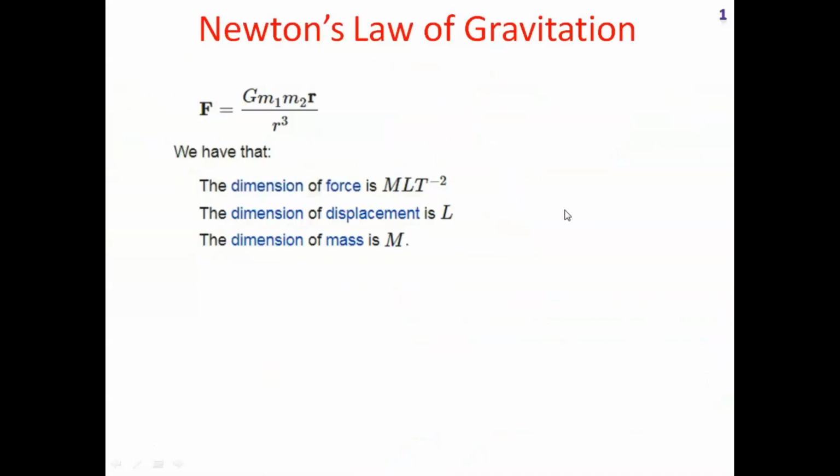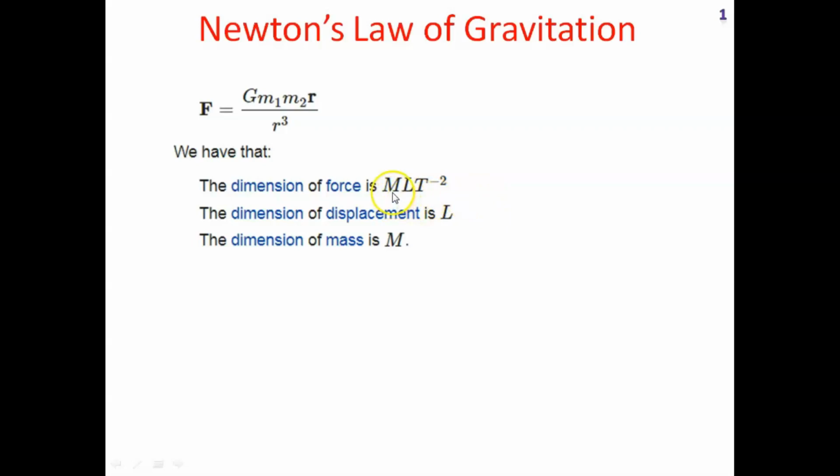F is equal to G m1 m2 r bar upon r cube is the vector representation. To compensate for one r bar in the numerator, we have used r cube so that we can account for the direction. The dimensions of the force is M L T minus 2. Force is basically mass into acceleration.